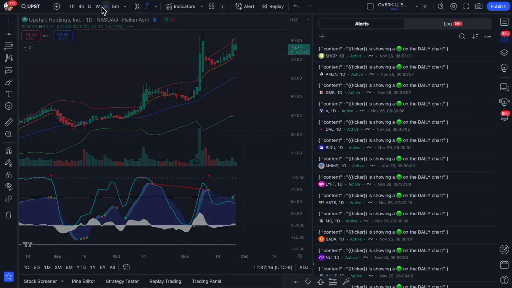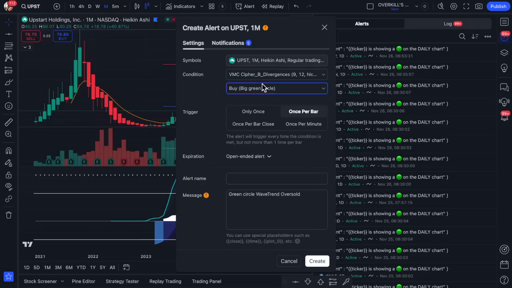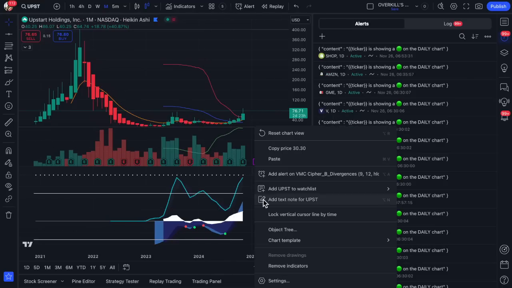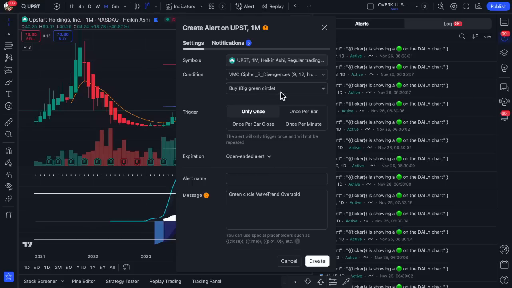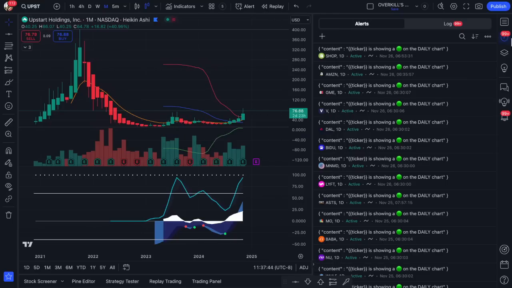You guys saw that Amazon daily chart pop off, just like we had expected from yesterday. I also set my alert from the monthly. So I'll set a monthly and a daily alert for the buy signals. I tell the Discord, boom, UPST showing a monthly green dot on the monthly chart. Again, right click, hit add alert. I do once per bar, and then right here, small green dot for the buy signals, and the small red dot for the sell signals. That's all you need to do to set up an alert.